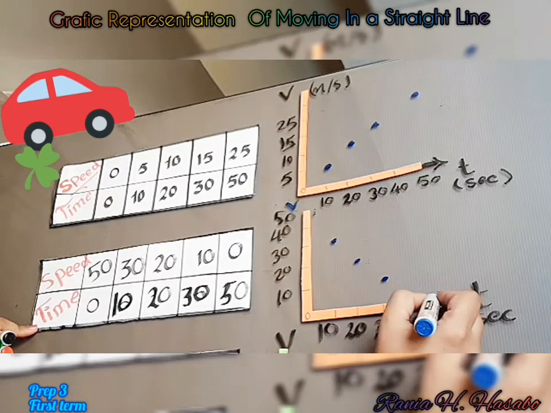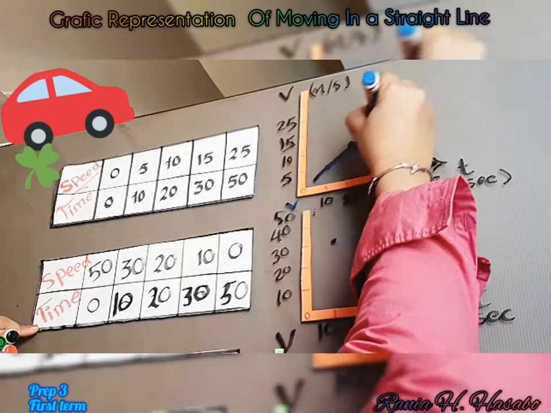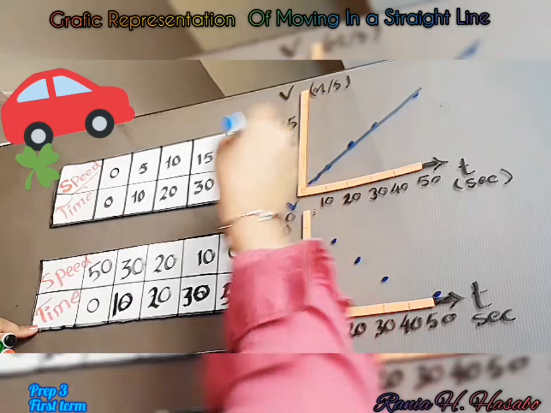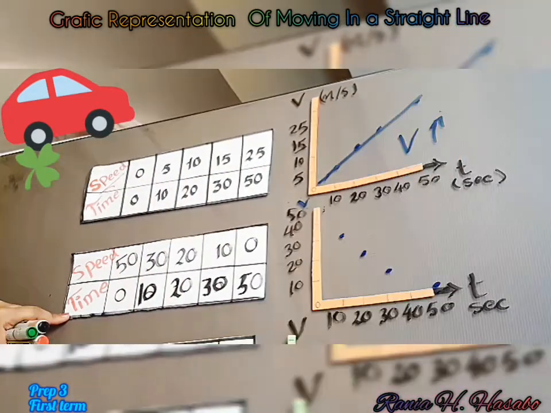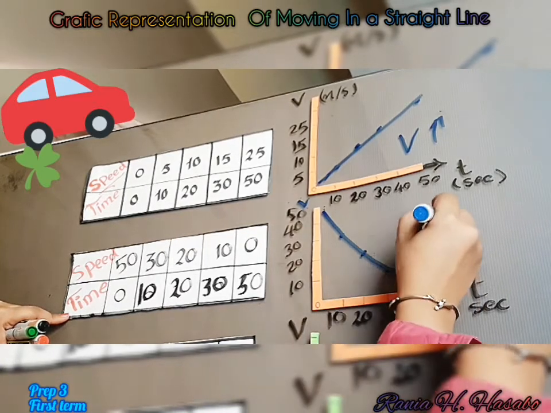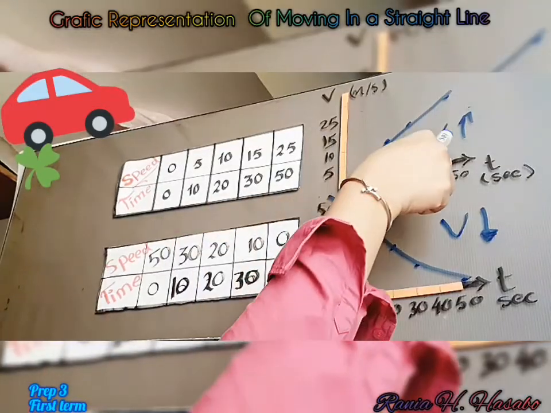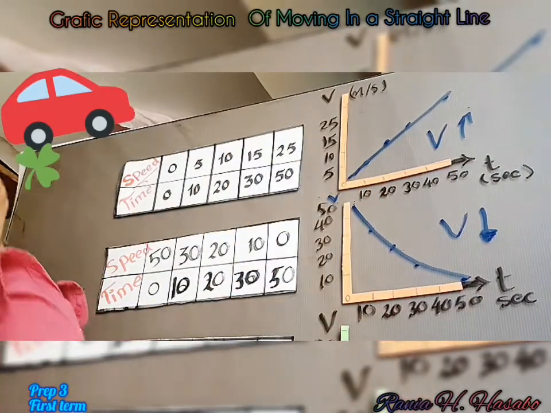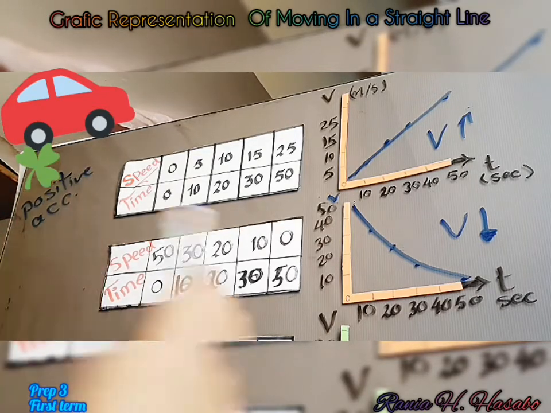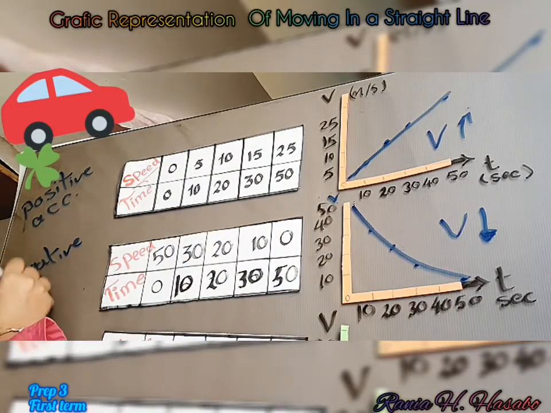What is the difference between the two graphs? The first one is represented by a straight line that passes through the origin point. And in this table, the speed increases. While here, the speed of the object decreases as time passes. In the two cases, the speed changes. From the first graph, we notice that the velocity will increase, and we describe the motion of this object as positive acceleration. While when the speed decreases, we describe the motion as negative acceleration.